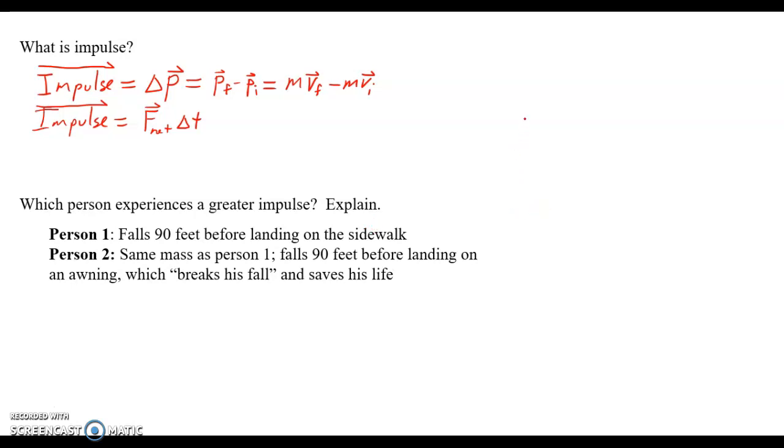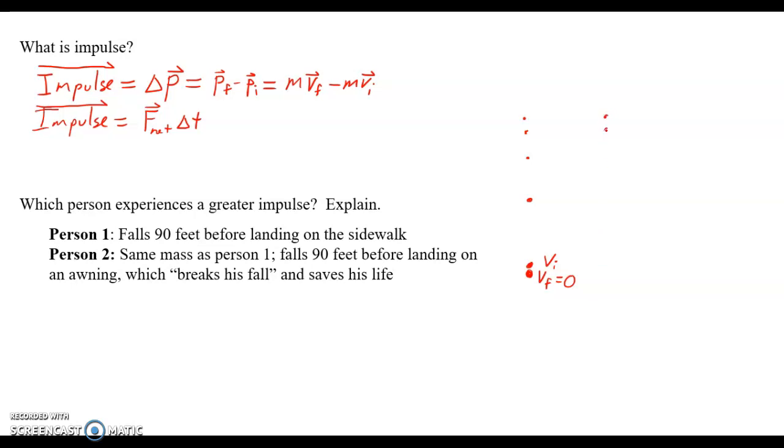As they're falling, they're speeding up, and they have a certain speed right before they hit the sidewalk. You might be tempted to call that V final, but I'm going to call it V initial. Because then, just after that, they hit the sidewalk, and their V final is actually 0.